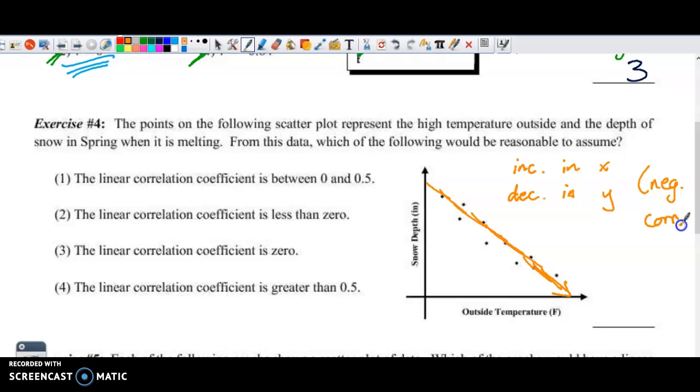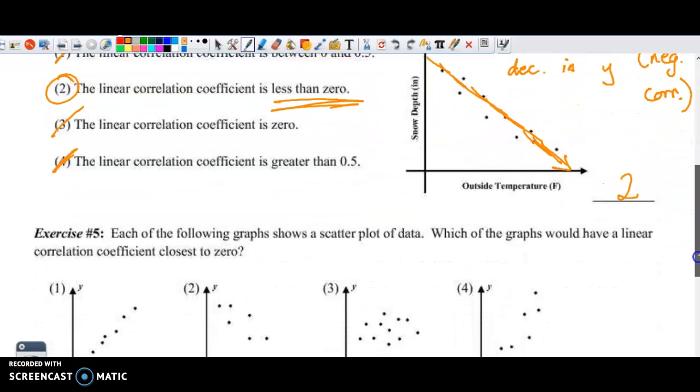So as you look at your options, I guess the only one that talks about being a negative correlation is this one, less than 0. If it were 0, then these points would be all over the place. So that's definitely not right. The linear coefficient is greater than 0.5? Well, that tells me it would be a positive. Same thing with this one, between 0 and 0.5. So I would say option 2. As you increase in your x-axis, you decrease in your y. So it's going down and to the right, like a negative slope. So it's got to be a negative correlation coefficient.